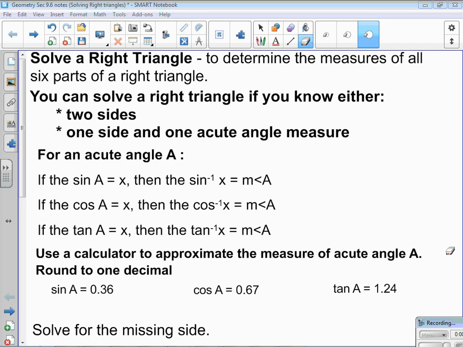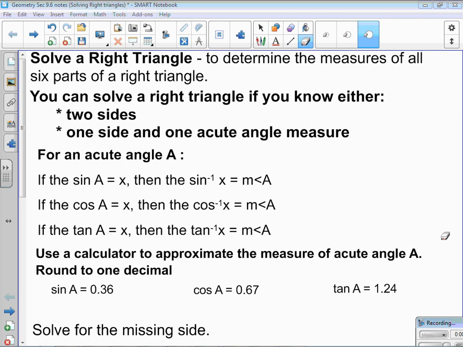And you can solve a right triangle if you know either 2 side lengths or 1 side and 1 acute angle measure. So as long as you've got those 2 pieces of information, 2 of the sides or 1 side and 1 of the angles, not the right angle, then you can solve for everything else in the triangle.